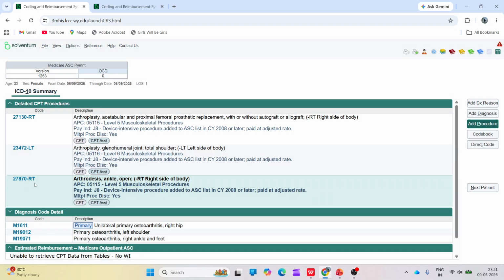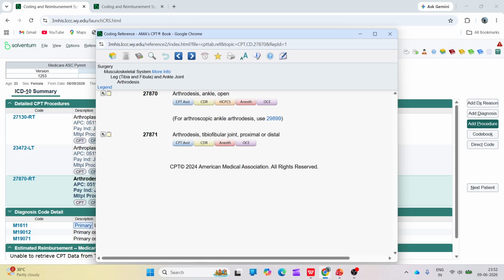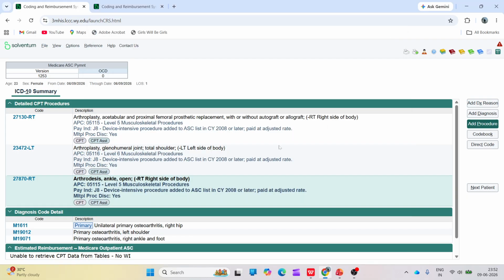So this one is the arthrodesis, CPT code 27870. This is an open ankle arthrodesis. When there is an arthroscopic arthrodesis of the ankle, then we use CPT code 29899. Always check whether it is open or arthroscopic. And this is arthrodesis of the tibiofibular joint, proximal and distal. Obviously check that table and whatever is written in the procedures.